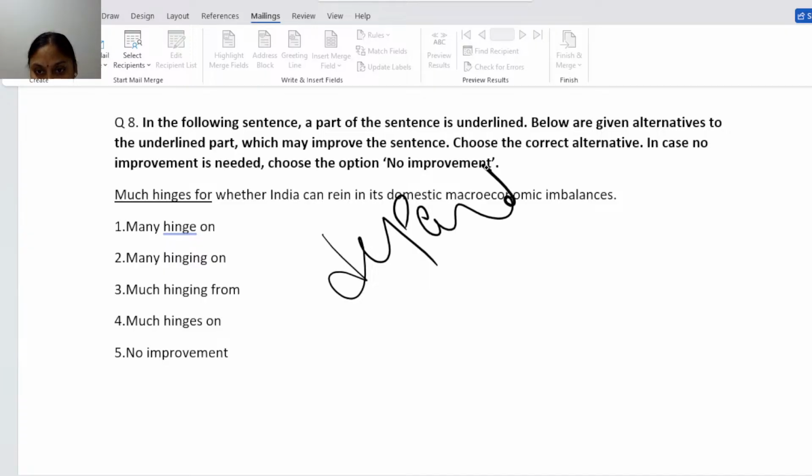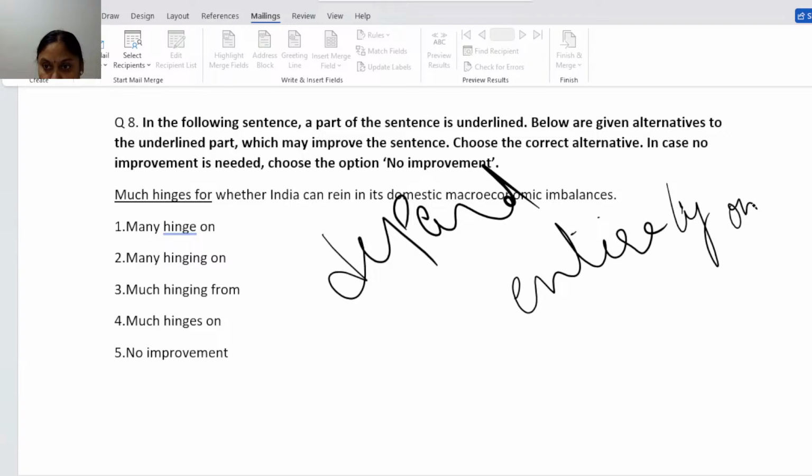Depend entirely. This is the meaning of hinge. So to hinge is nothing but to depend entirely. Accordingly, much is more appropriate than many. So accordingly, the option we are supposed to take is "much hinges on". So next we will go for the next question.